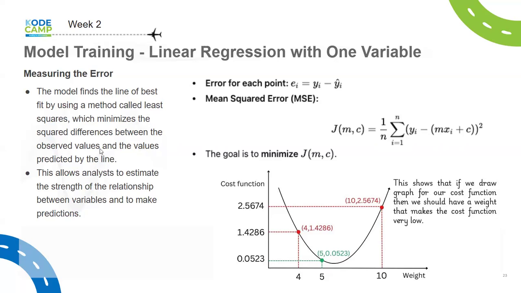There's a method called least squares, which is what we just did. Least squares is basically mean square error. You calculate the smallest mean square error. That's what least means, the least square error. It minimizes the square differences between the observed values.